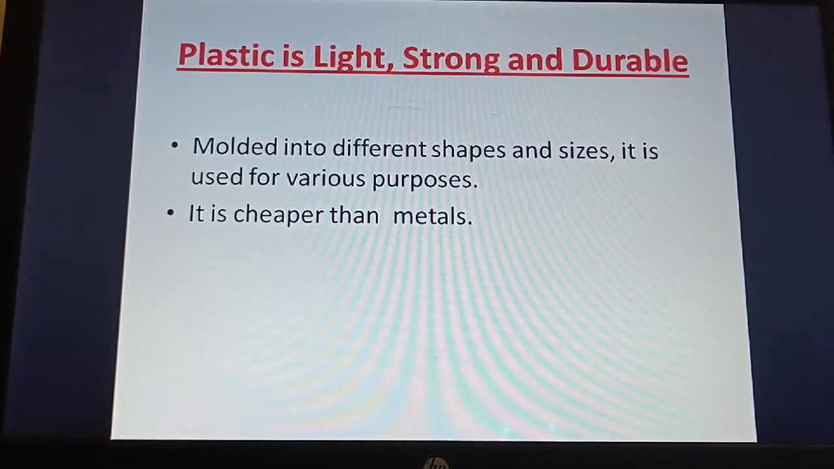Next, if you see, plastic is light, strong, and durable. Why? Because it is molded into different shapes.